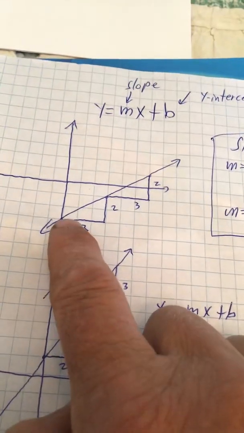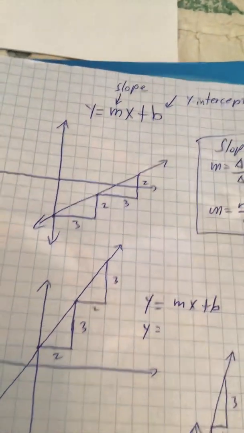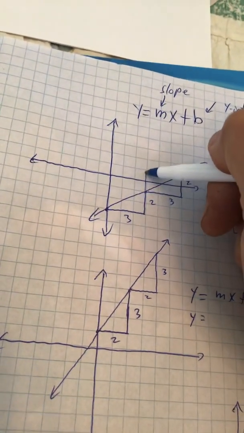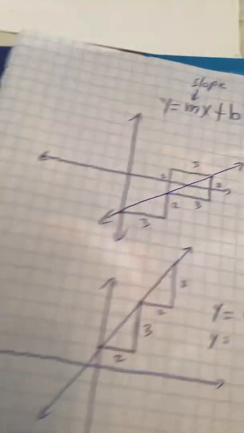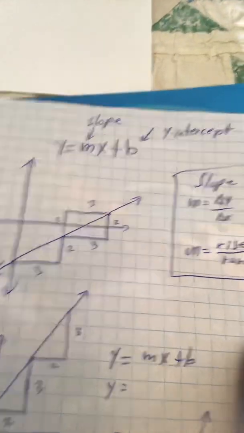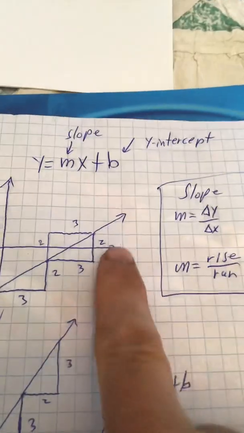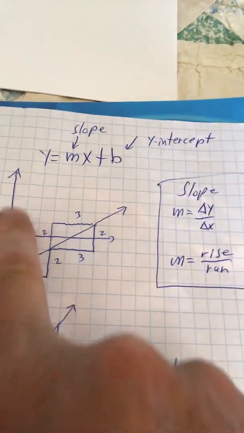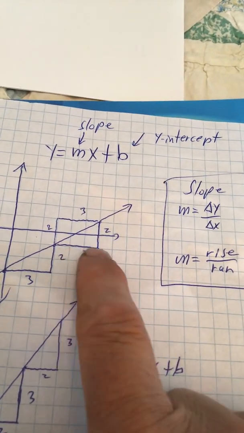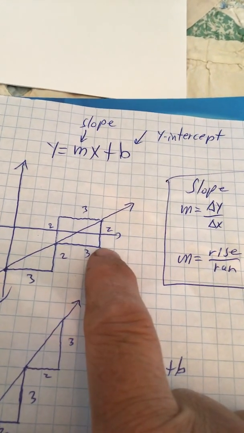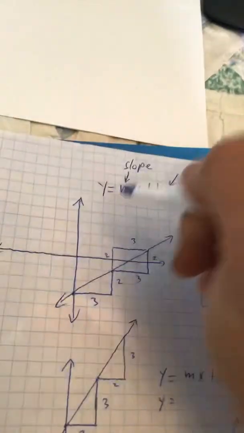And you could go up 2 and then over 3 here. It doesn't matter. But slope is rise over run. Your rise is your y number over your x, your run number. You run horizontally. So anyway, this one right here, what's my equation going to be?